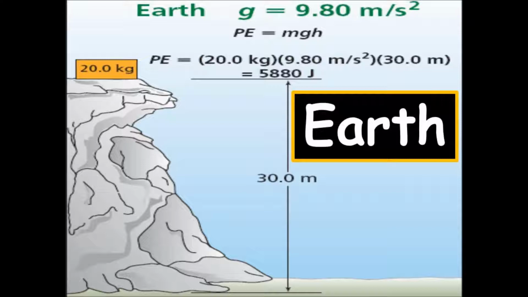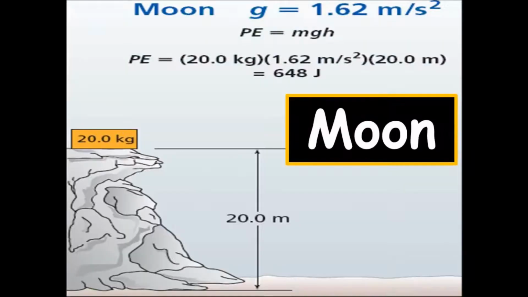Just remember, potential energy is going to be direct when you compare it to mass or height. I increase the mass, I increase the potential energy. I increase the height, I increase the potential energy. G is a constant, so we don't worry about that yet. But however, what happens when you do change that?